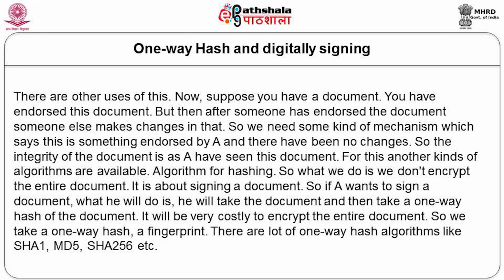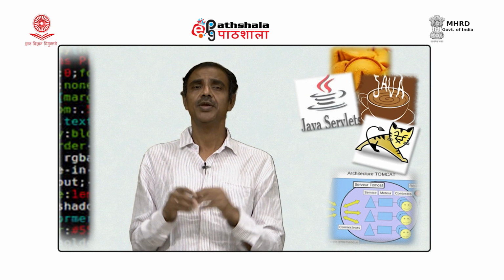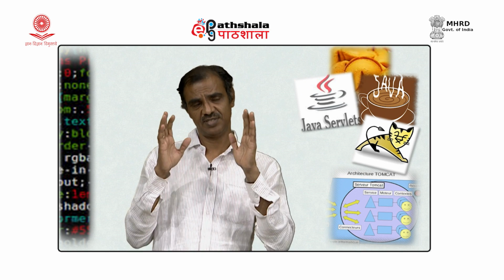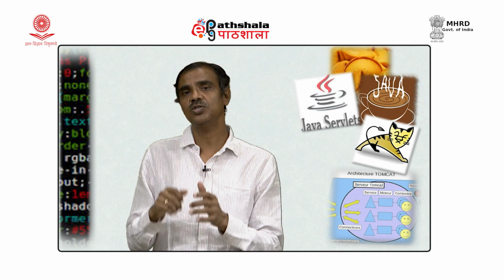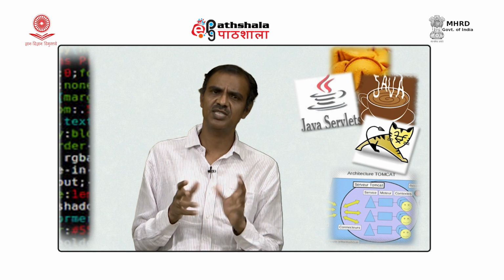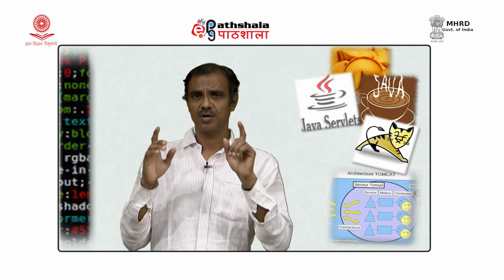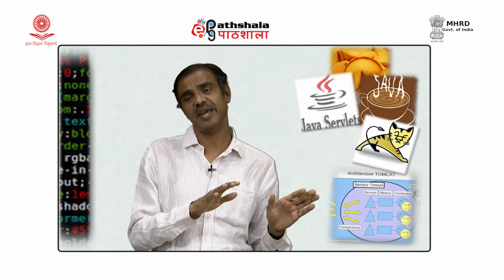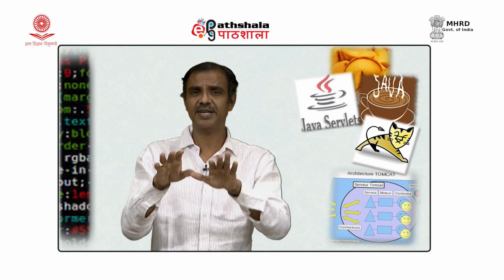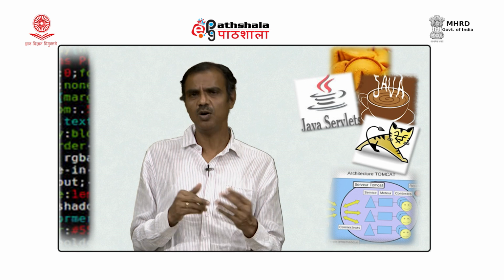Now, this key pair, there are other uses of this. Now, you have something which is actually a document. I have seen this document and I endorse this document. But then after someone has endorsed the document, someone makes changes in that, and I would like a mechanism which says, okay, this is something which was endorsed by A, and after that there has been no changes. Fine, the integrity of the document, as it was when A has seen the document. So, how do we achieve this?